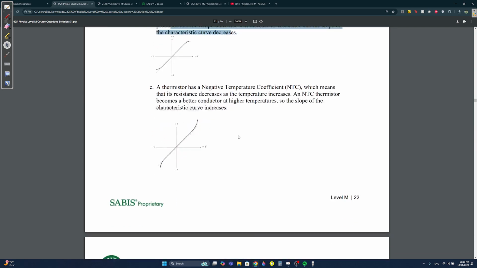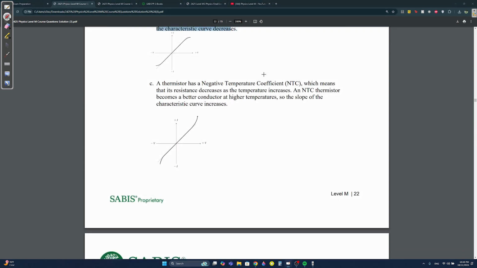Then we said the thermistor. The thermistor has an NTC, right? Basically, and how I memorized it, the thermistor, I memorized the filament lamp. Then I was like, yo, you know what?